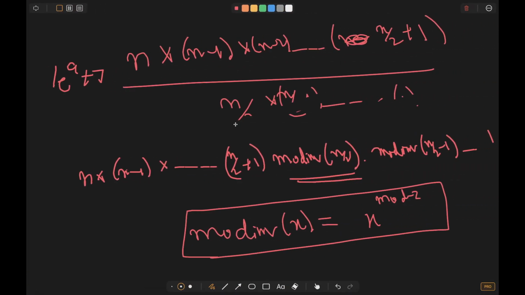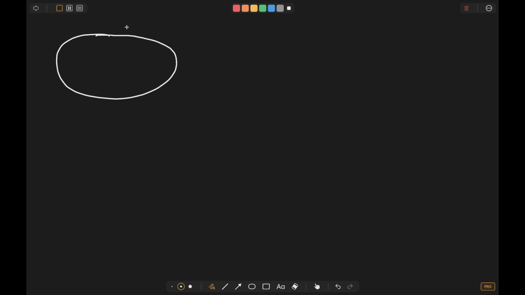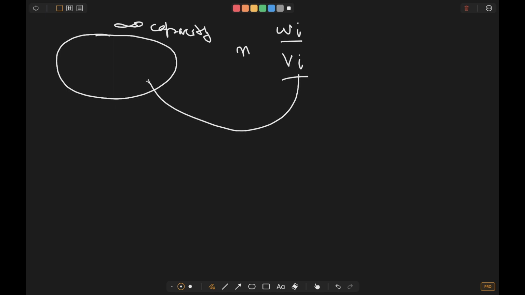Now let's look at problem 3 or 4. Yes, problem 4. Okay, clear. Let me use white this time. So here we have a knapsack, but it has infinite capacity. So we can put as many items as we can. And we are given n items. Each has some weight and some profit we get. I'm going to call it value because that's what it is often called. So we have weights and values for n items, and we want to put these items into this bag such that we get maximum value.